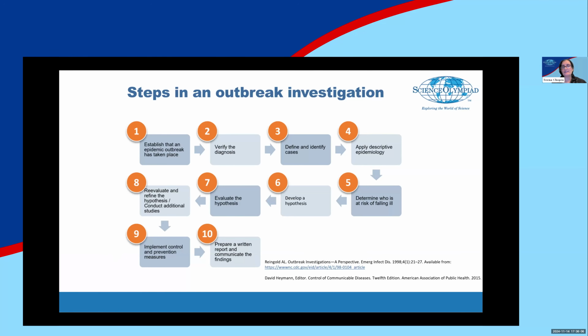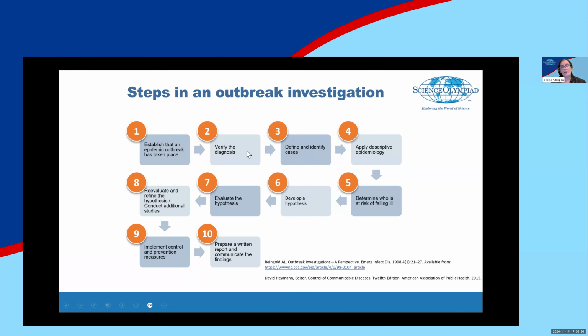So what matters is that you have to define your case. You have to verify the diagnosis. You have to have a line list. If you are looking at the cases, you must establish where is the point source. So some steps are very, very important. You can't move from establishing an outbreak to developing a hypothesis without confirming a case. So some of these steps do matter.